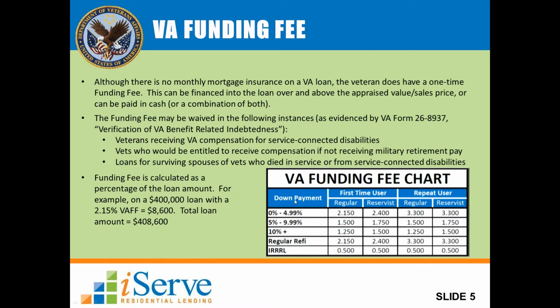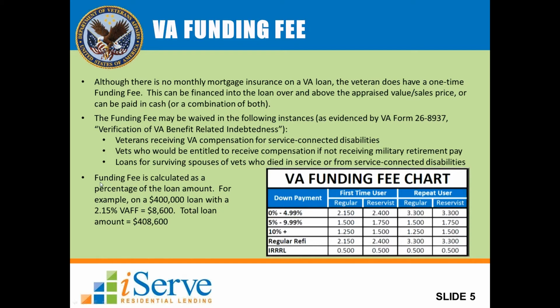So we have the chart here. You can see that the chart is tiered based on how much money they're putting down into the transaction, whether they are using their VA entitlement for the first time or whether they are a repeat user, and then whether they're regular military or reservist. And then there's also separate tiers for doing a regular / cash out refi or an IRRRL, aka a streamline, that we'll talk about later.